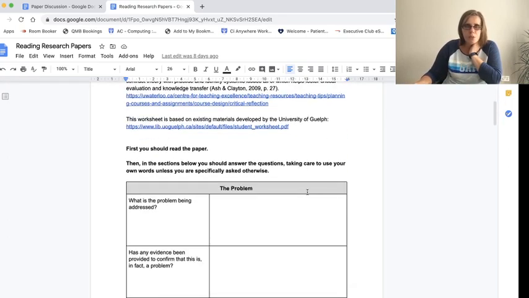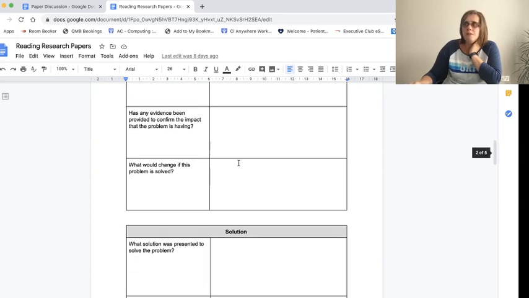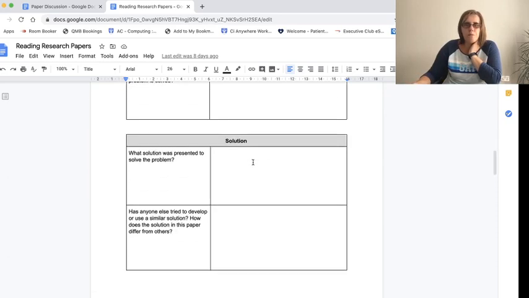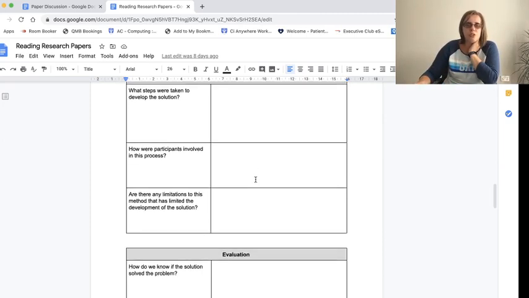And it essentially breaks the paper down into various sections. So it breaks it down into what is the problem? What's the motivation? Why is it a good problem to solve? What was the solution that they came up with? Was there one? How close did they get? What was their process to come to that solution?